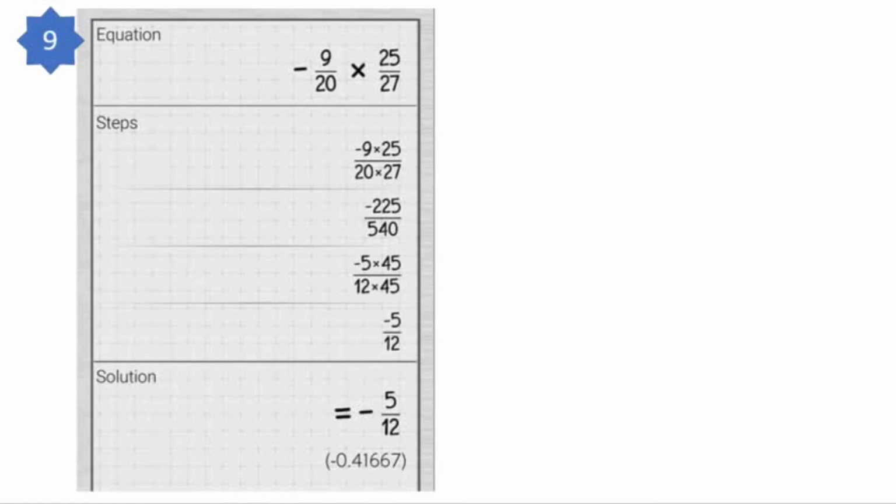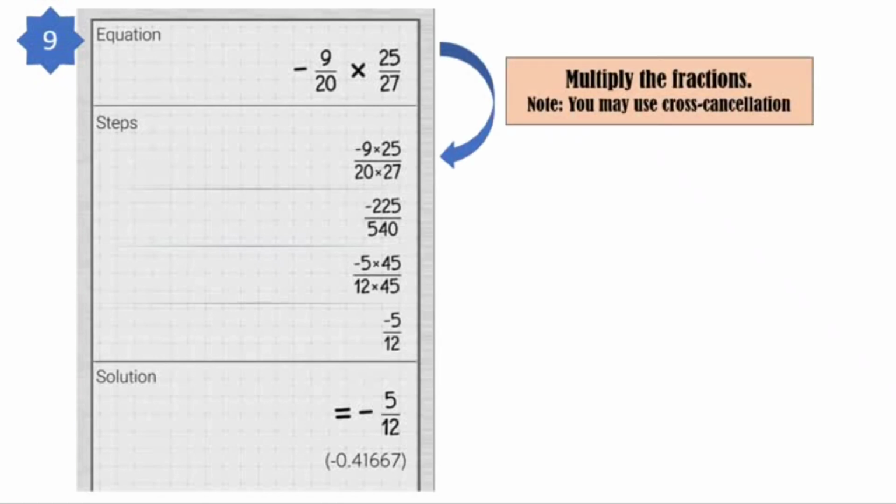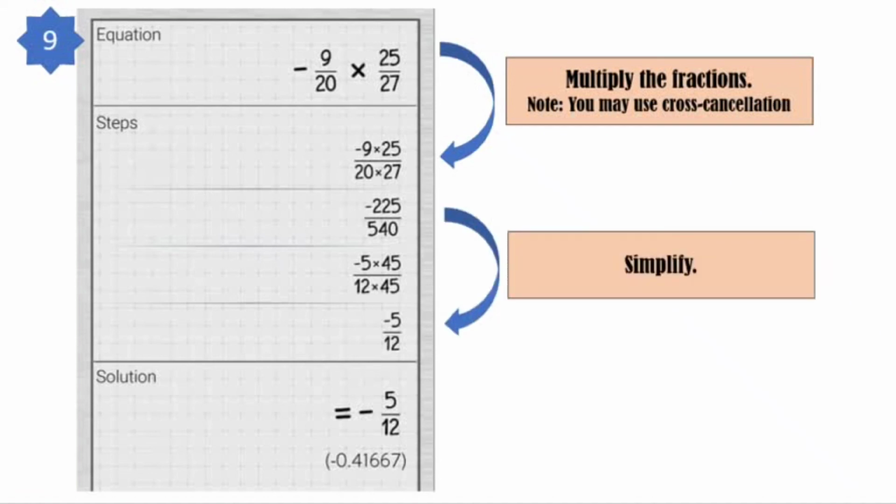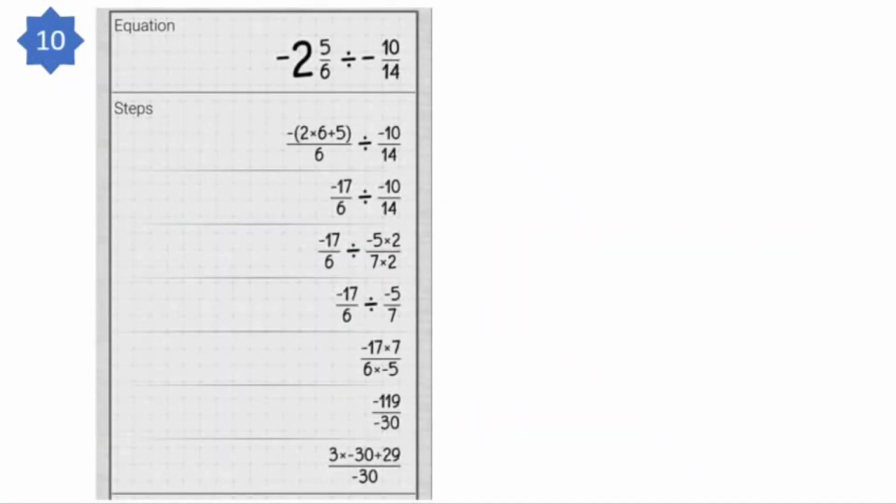Number 9, negative 9 over 20 times 25 over 27. Multiply the fractions. Again, take note, you may use cross cancellation. Simplify, and the answer is negative 5 over 12.